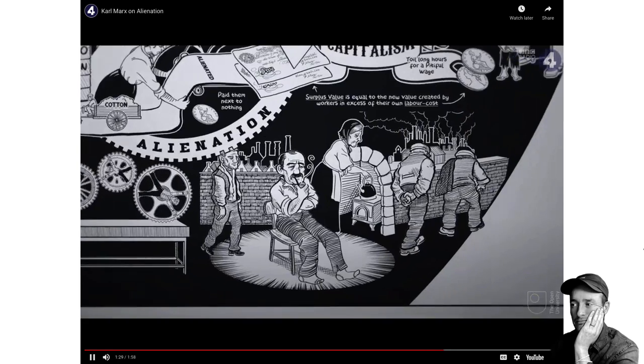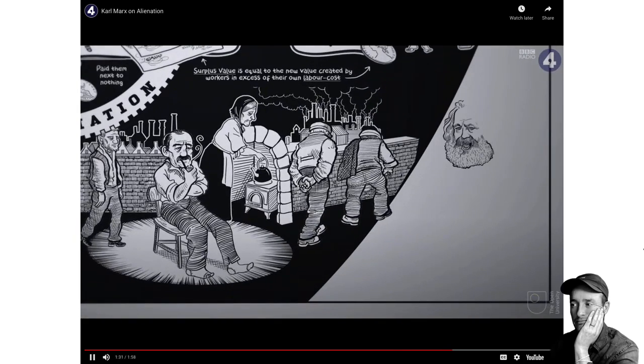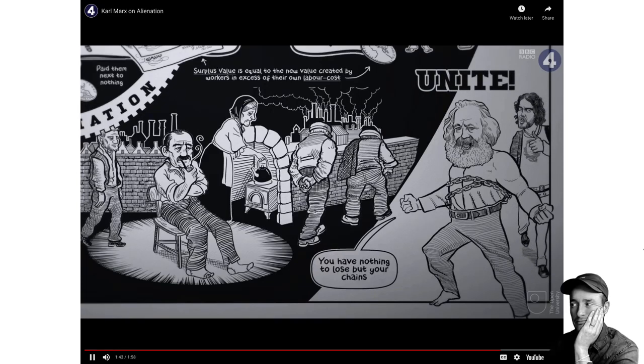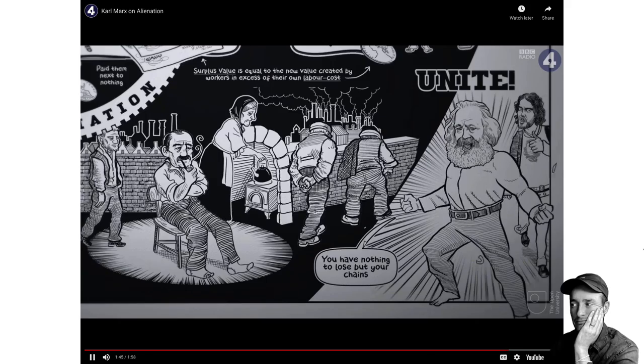The only way out of this drudgery, Marx argued, was for the workers to organize and revolt. They needed to seize the means of production, leading to his famous rallying cry, "Workers of the world, unite. You have nothing to lose but your chains."